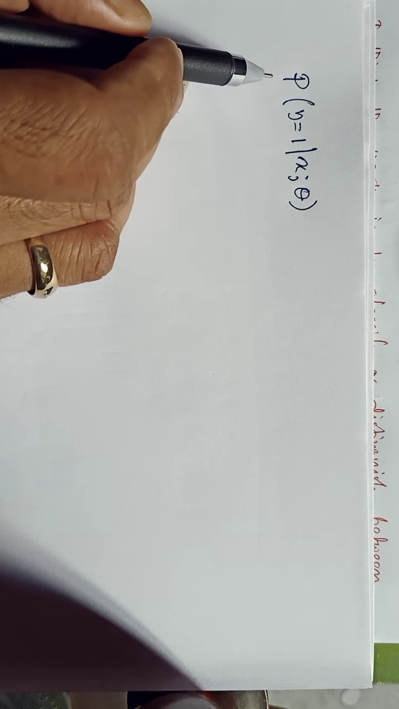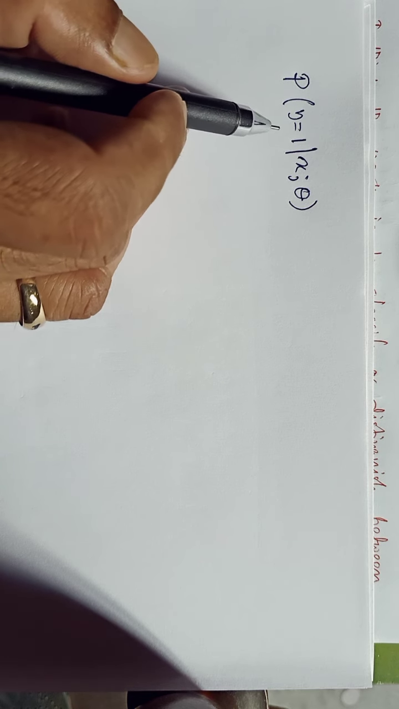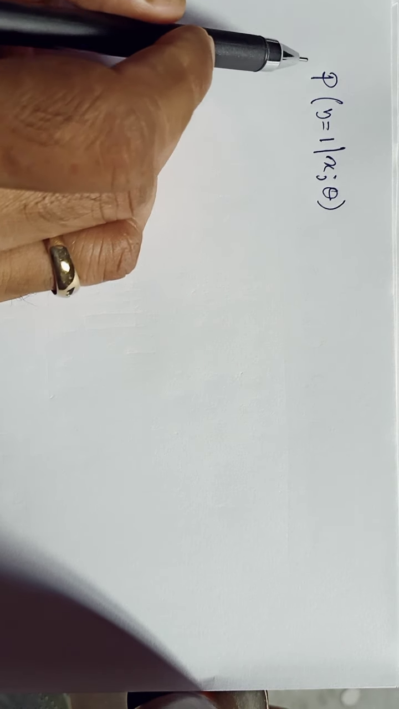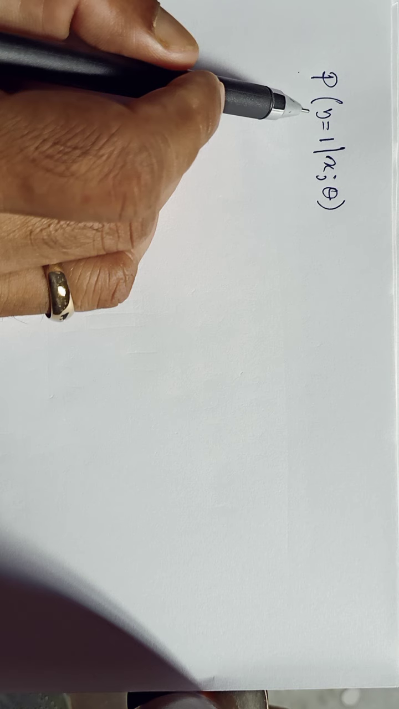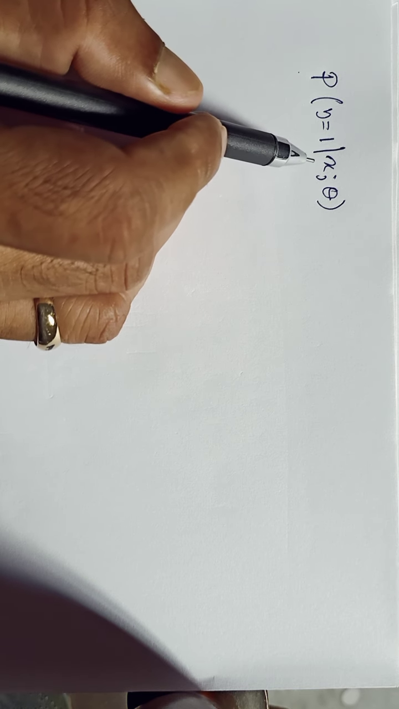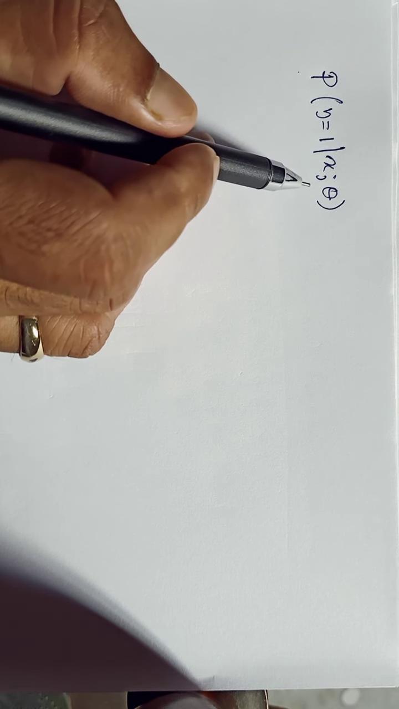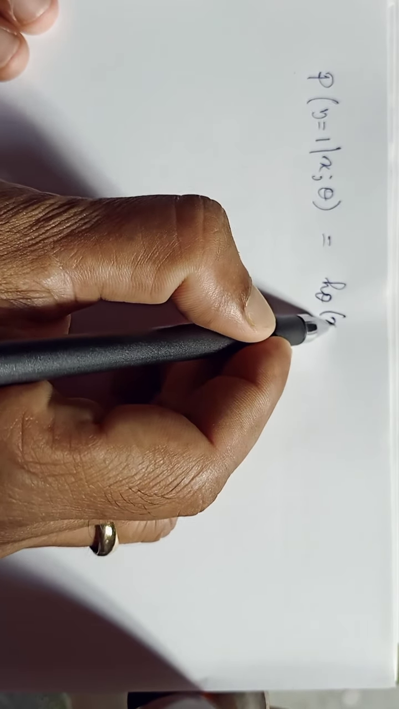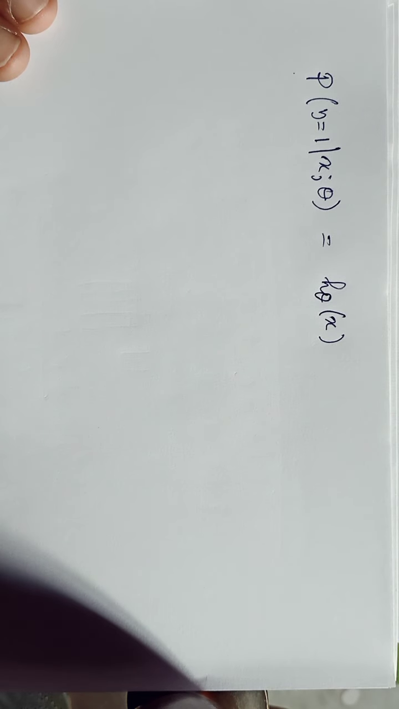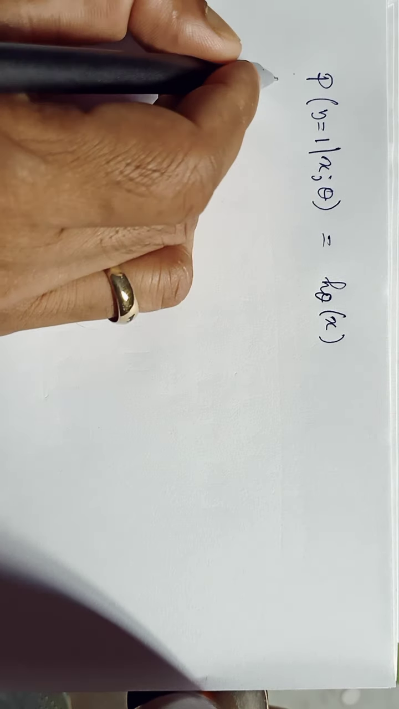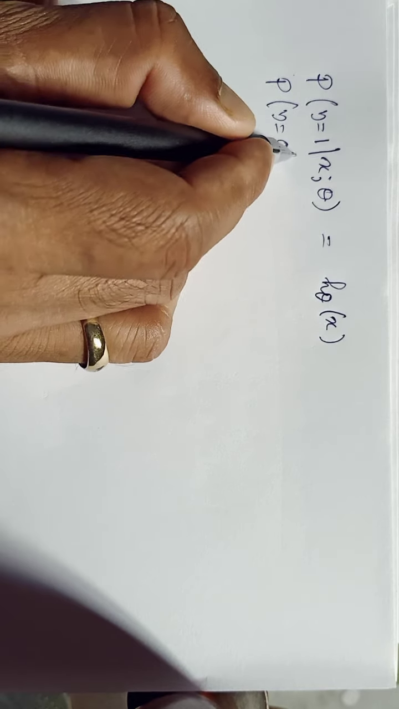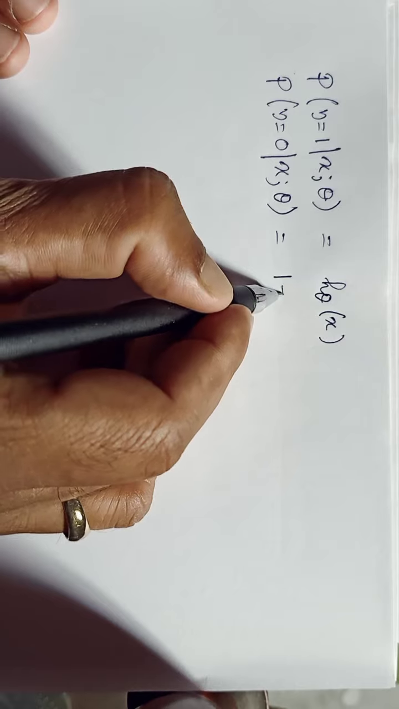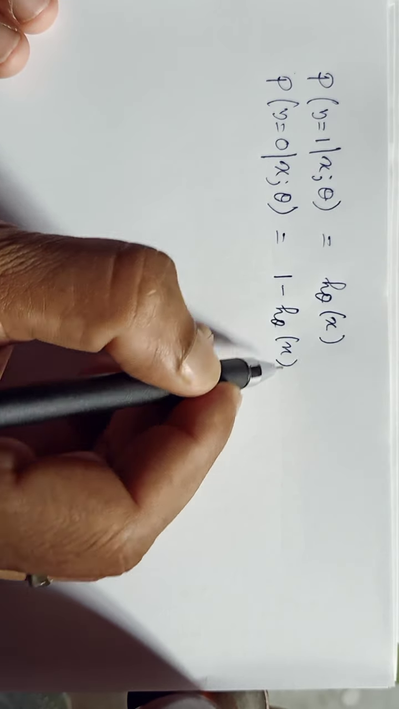That is, we are having two classes, one is y equals 1, another is y equals 0. So we are considering the probability of y equals 1, that is the true class, for a given x parameterized on theta, which is equal to the hypothesis function h theta x. Therefore, the probability of the false class, y equals 0, for a given x parameterized on theta is obviously 1 minus h theta x.